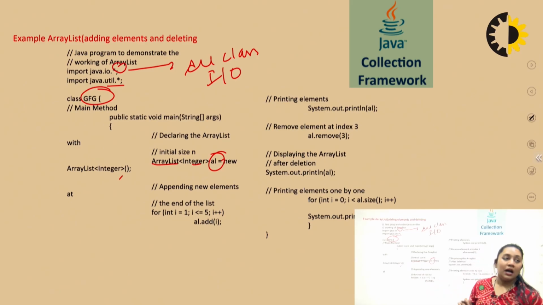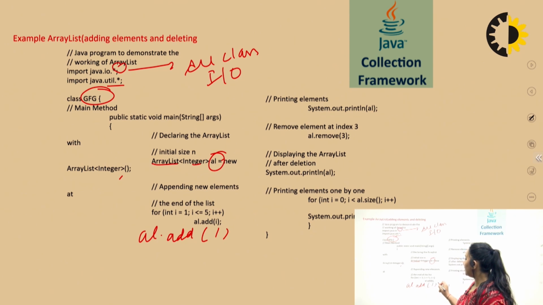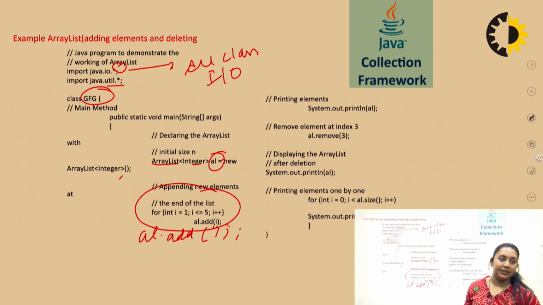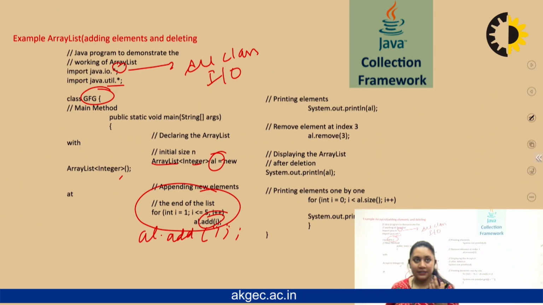In this, either you can just write in the form of AL.add of the integer value, or you can put in the iteration also. So for the iteration we have used int i = 1 and i <= 5, incrementing the value by using the add of i. Next, we will give a command for printing the AL object you have declared.